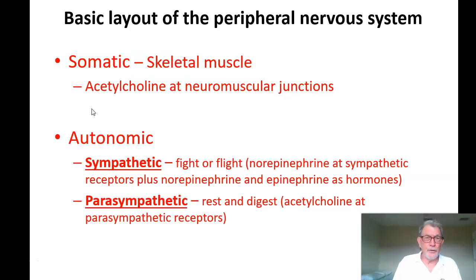For a good part of this course, we're going to be dealing with the somatic nervous system. You will learn about the autonomic nervous system as we get more deeply into the course. Right now, somatic, skeletal muscle, alpha motor neurons.